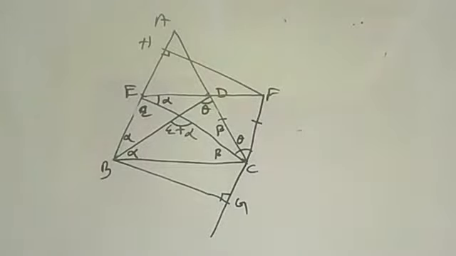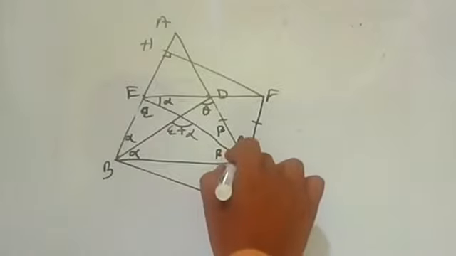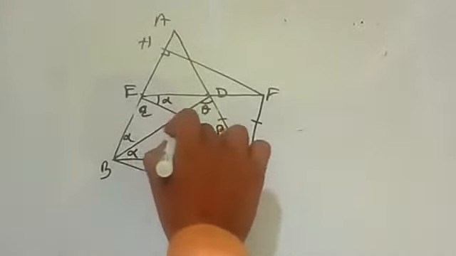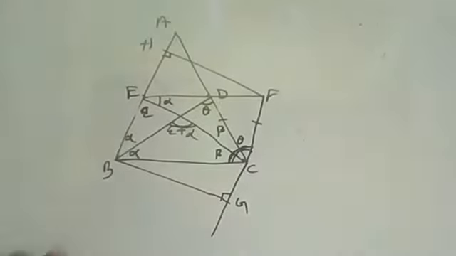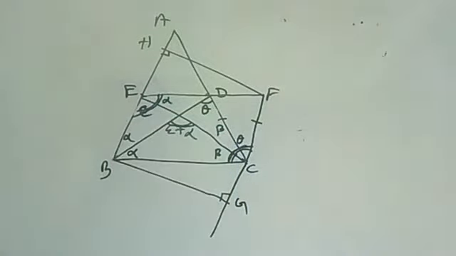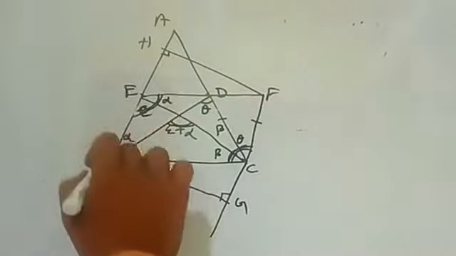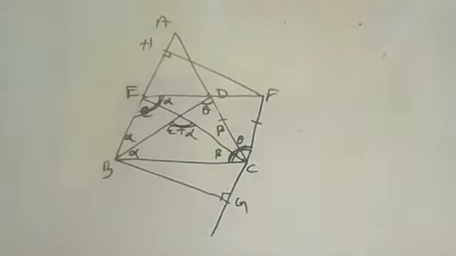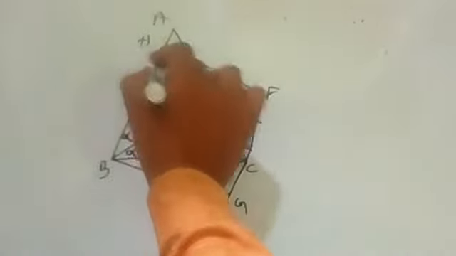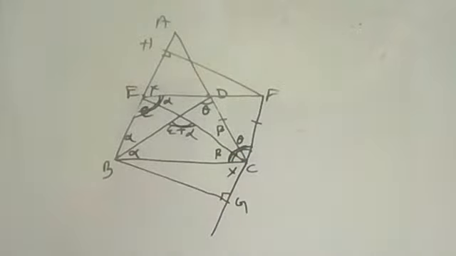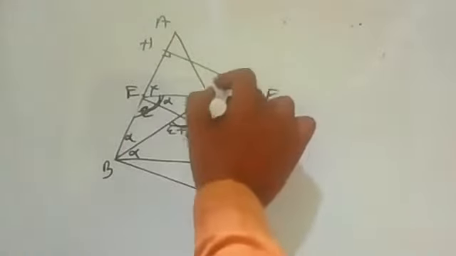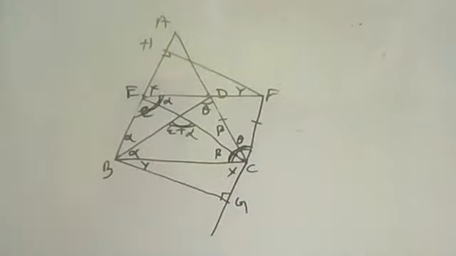Again, this is also equal to theta plus beta. That means this angle is equal to this angle, also equal to this angle. So, in this figure, FEB is equal to BCF. That means this angle is equal to this angle. Now this is 90 degrees, so this is equal to this. Again, the line EF is equal to BC.